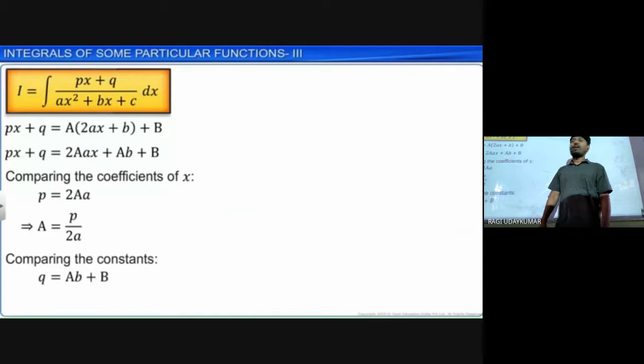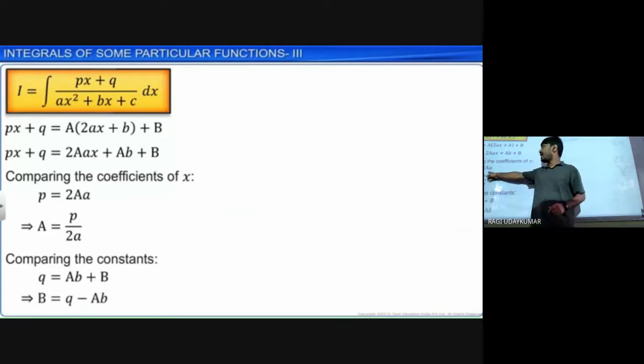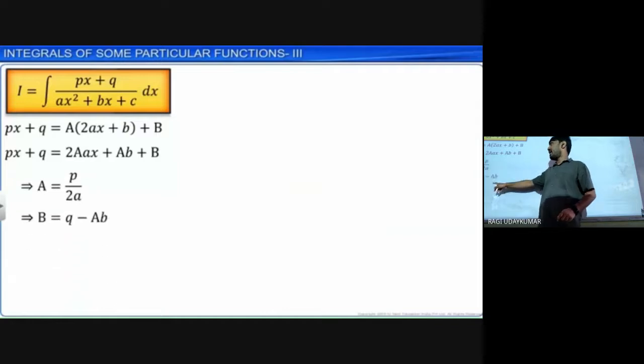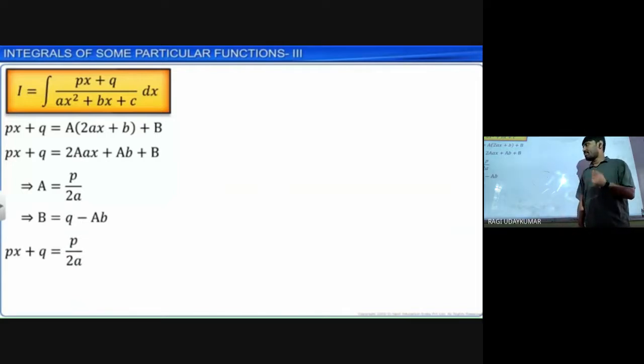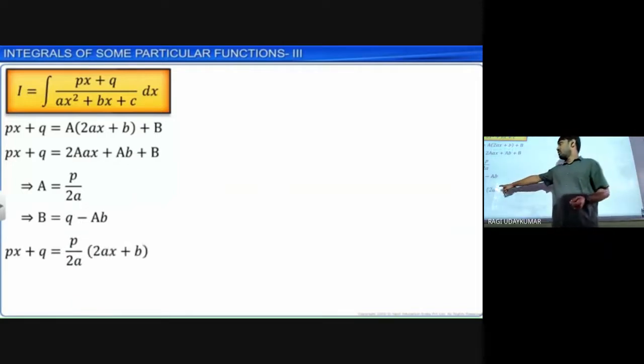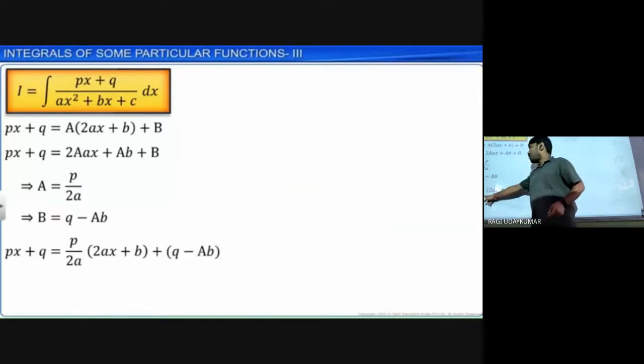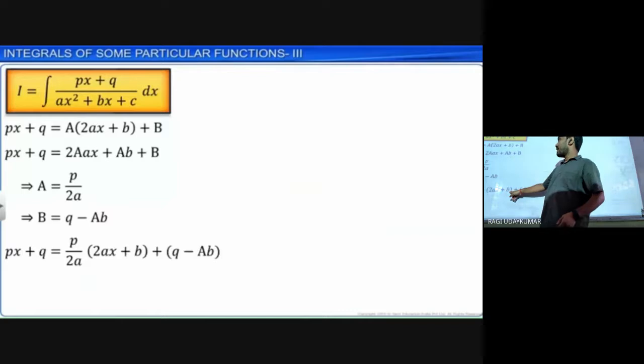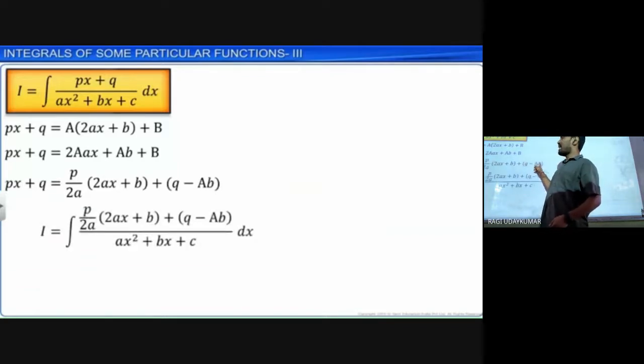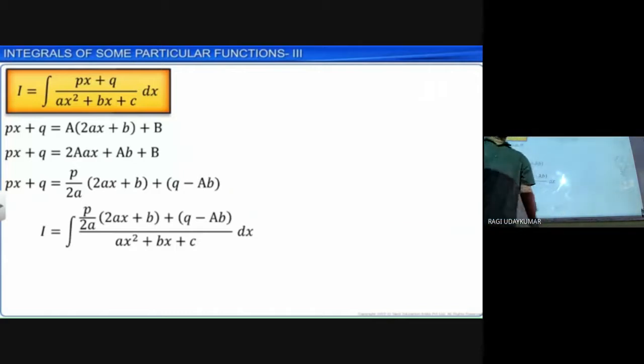So comparing the coefficients, the x coefficient gives p equals 2A, so A is p by 2a, and the constant term gives q equals A b plus B, so B is q minus ab by 2a. Then you need to replace the values of A and B. This is px plus q only, but we are writing px plus q in another form, that is some constant into the differentiation of the denominator.